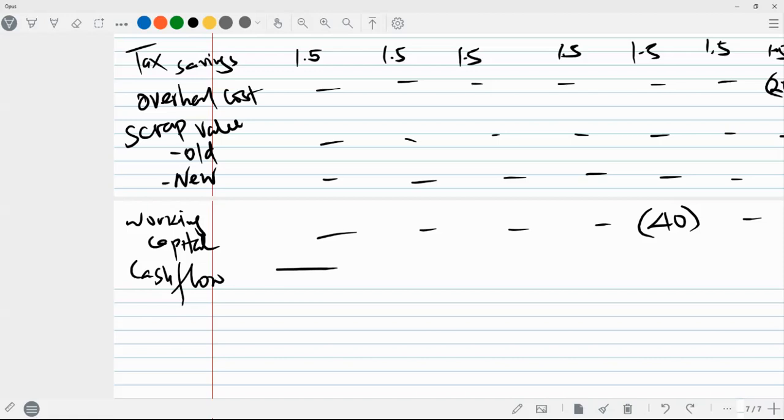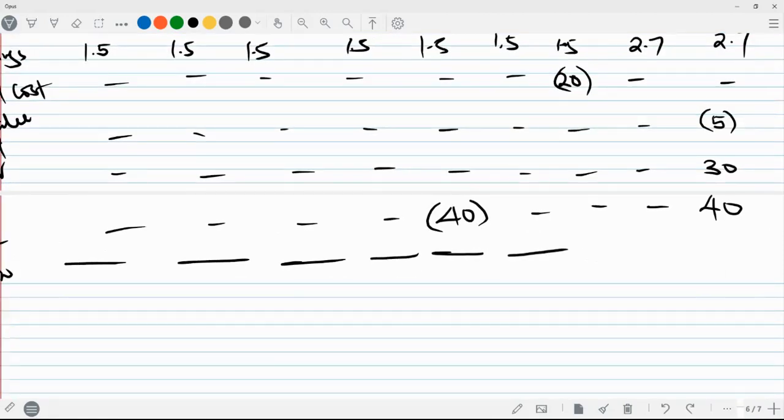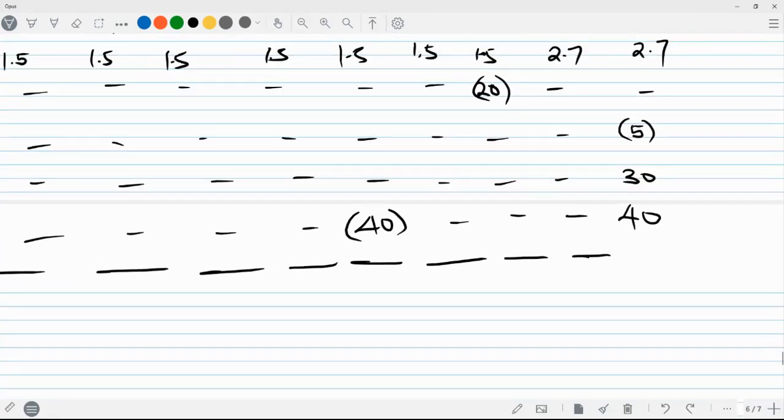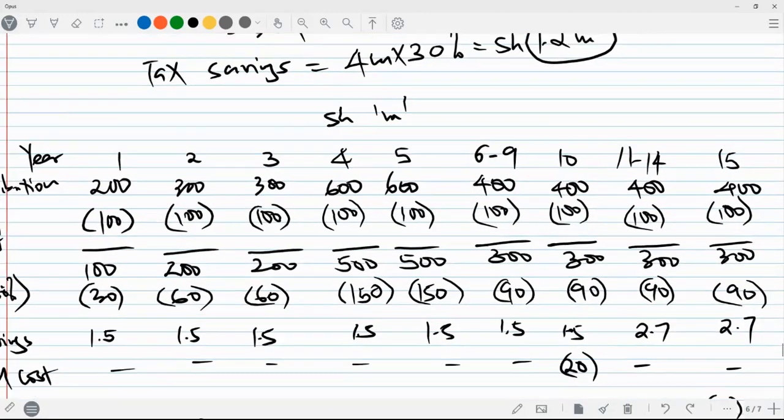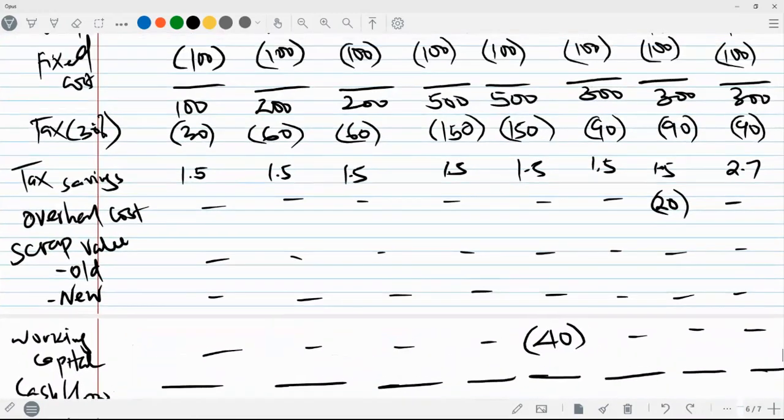Okay, so you have cash flow for year 1, year 2, year 3, year 4, year 5, year 6, all the way until year 15. Don't forget, as you can see, here you have year 6 to year 9, and year 11 to year 14. I hope we still remember to get the present value of that which is delayed. First get the cash flow for each of the years from year 1 all the way to year 15.